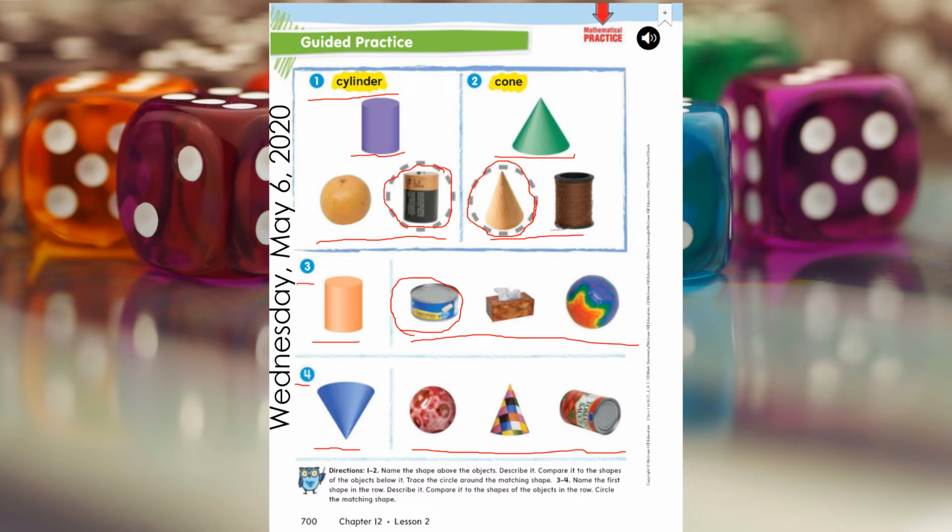Let's look at the cone. It has a circular top or bottom and a point on the top or bottom. Which one of these shapes has those characteristics? That's right, the party hat.